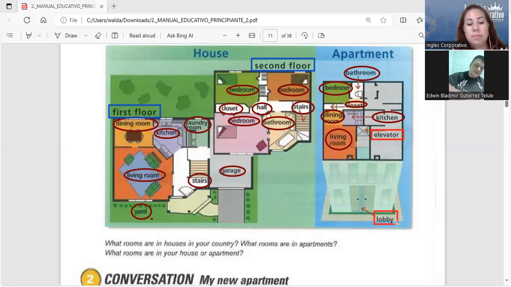And another thing that is different could be that you have a lobby. A lobby. Okay. Lobby. El recibidor. Kind of. Actually, I think we would call it more like vestíbulo.